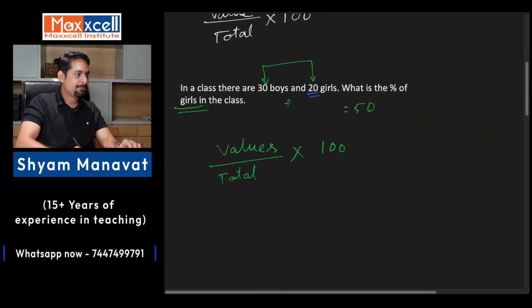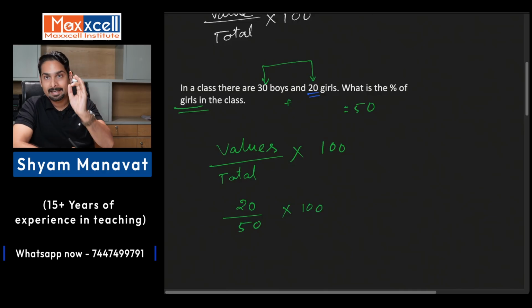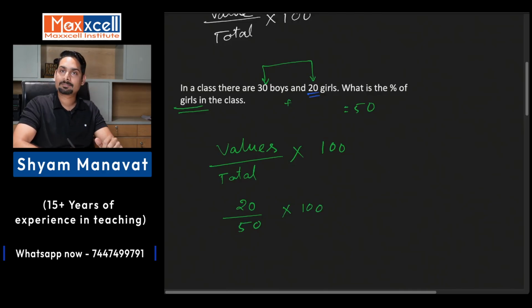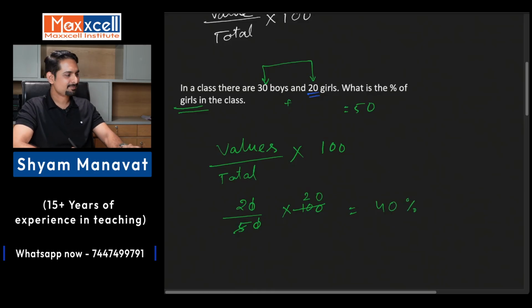In that case, the calculation should be 20 girls out of 50 into 100. I hope this is clear to you. The value for which we need to calculate percentage divided by total, 50, right? So if you simplify this, the 0s cancel, 5 2s are 10, and then here we get 20 into 2, that is 40%, right? So there are 40% girls in the class.